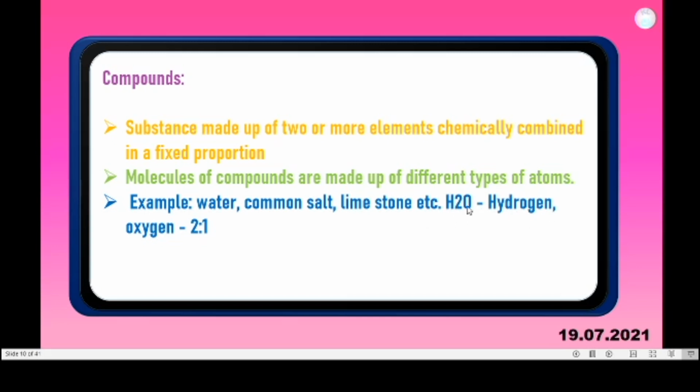Hydrogen, H2O. H is the symbol of the element hydrogen, and O is the symbol of oxygen. So here, different types of atoms are chemically combined in a fixed proportion of 2:1. Hydrogen is 2 and oxygen is 1. So in the ratio 2:1, hydrogen and oxygen are chemically combined to give the compound water.